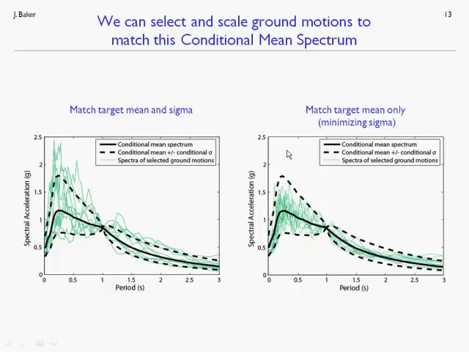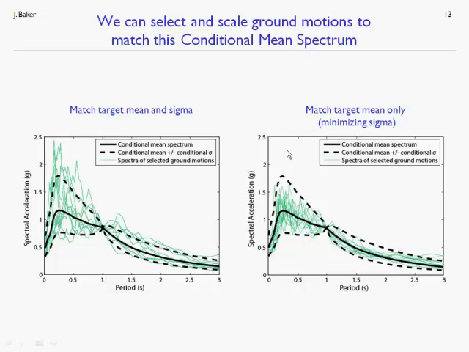So at any given period, if we looked at the mean and standard deviation of the response spectra of these ground motions, that would match the mean and standard deviation from these conditional spectrum calculations. So that would catch both the mean trends and the variability we expect in those ground motions. On the right, I've got a slight perturbation of this, which is to select ground motions whose response spectra just match the mean only, so just match the conditional mean.